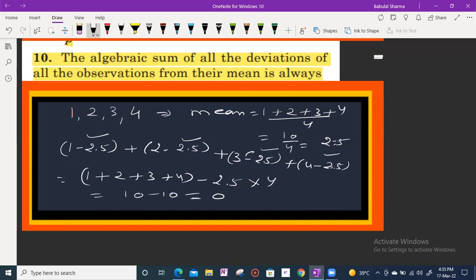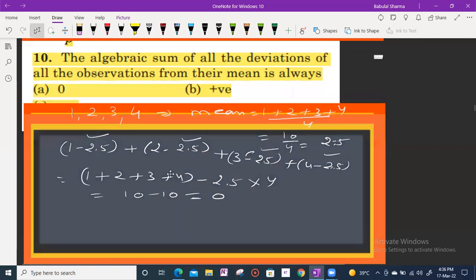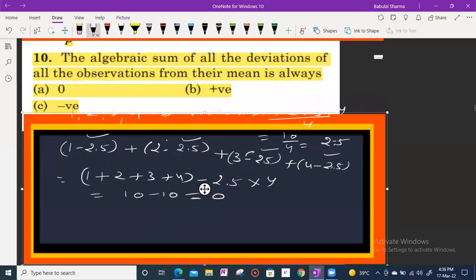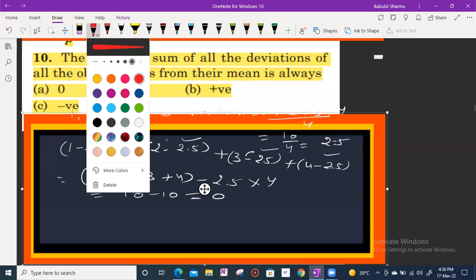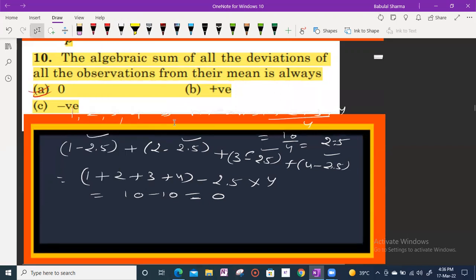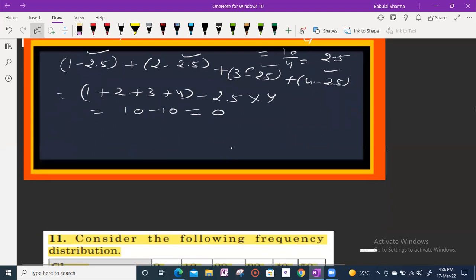So I tried to explain this question through an example that the algebraic sum of all the deviations, means difference of all the observations from their mean is always, हर observation का उनसे जो mean से difference है वो हमेशा ही 0 के इक्वल होगा. ये ऑब्जेक्टिव पार्ट है और फर्स्ट पार्ट इज द, we can write here that A is the correct option here. So students, that is all.